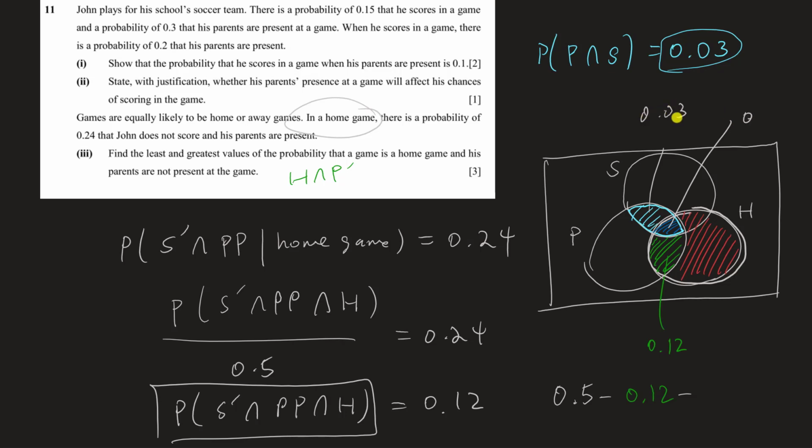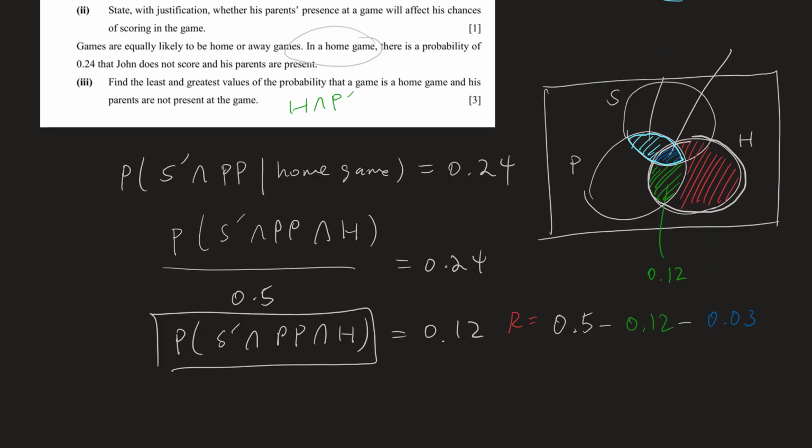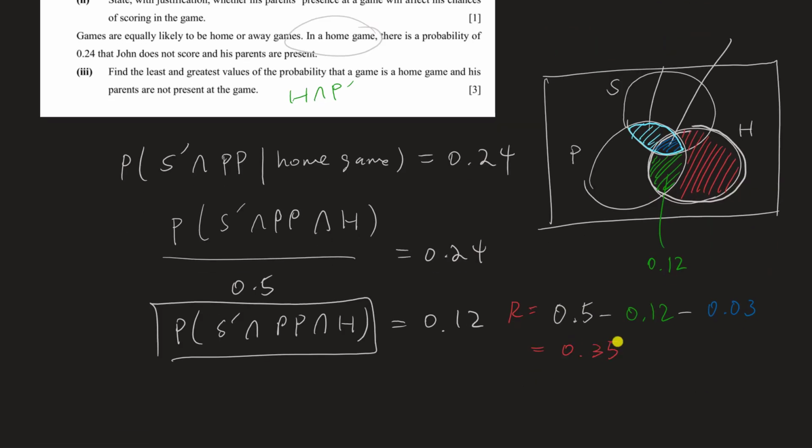This will give us the maximum and the minimum value of the red color piece, because red is equal to the whole thing minus away green minus away the blue. If the blue is 0.03, then that would give me a red value of 0.35.